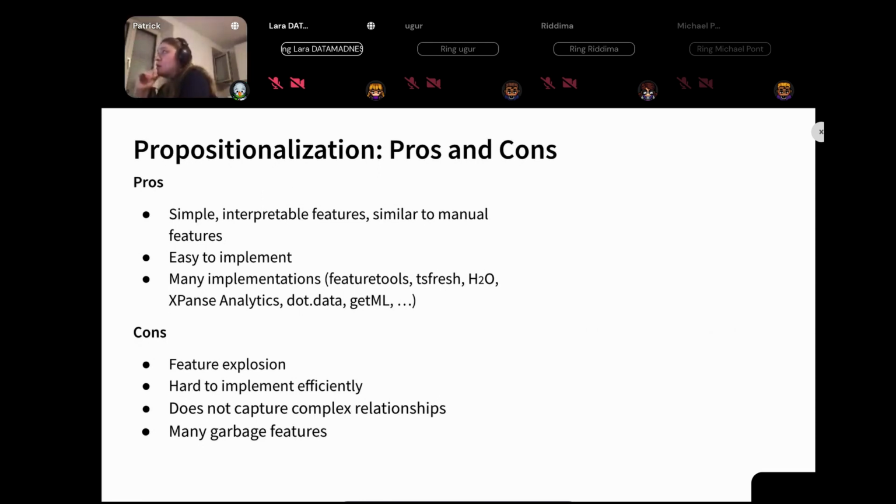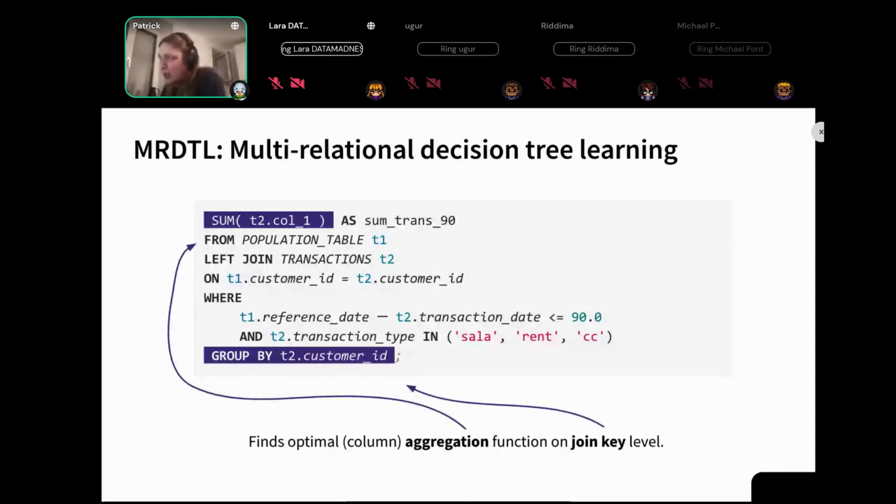Okay, so now that we have discussed the simplest approach we could possibly think of, let's think about what we can do to make this a bit more advanced. What would be a bit more of a machine learning approach to feature engineering? What might that look like? The next approach that I want to share with you is called MRDTL, or Multi-Relational Decision Tree Learning. As the name implies, the idea is to apply decision tree learning to the challenge of automating feature engineering on relational data.